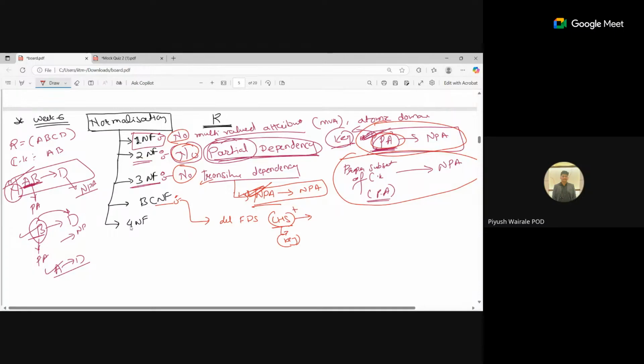Okay. What about 4NF? No multi-value dependency. No MVD here. Here it is MVA, that is multi-valued attribute. Here we are talking about multi-value dependency. Now, what is multi-value dependency? Anyone?